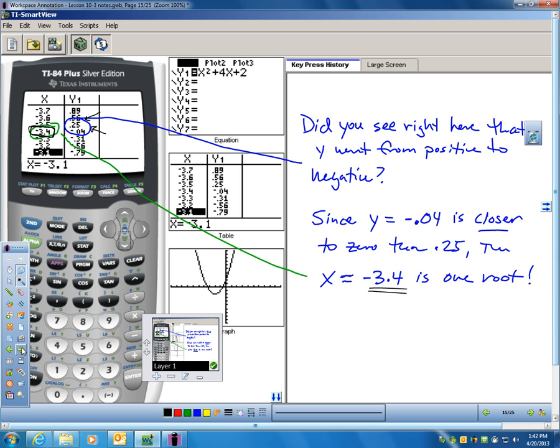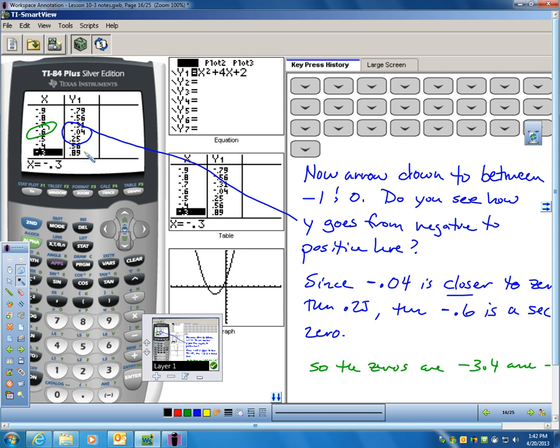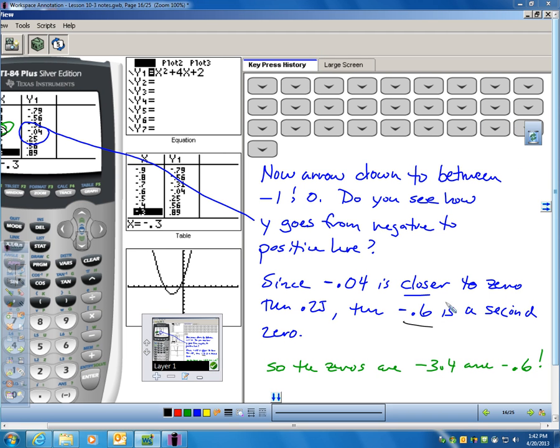To find the other one, remember, we got to scroll between 0 and -1. That's where our other solution was. Find out where y goes from negative to positive, and you can see it again right here. And we have the same two numbers again, -0.04 and 25 hundredths. Well, -4 hundredths is definitely closer to 0 than 25 hundredths. So -0.6 would be the second closest approximation. All right? So those are the two solutions for that.